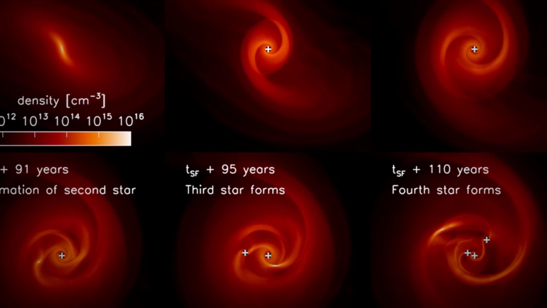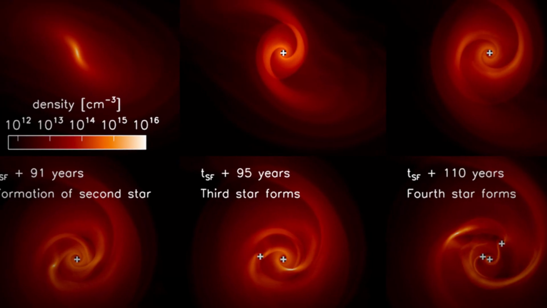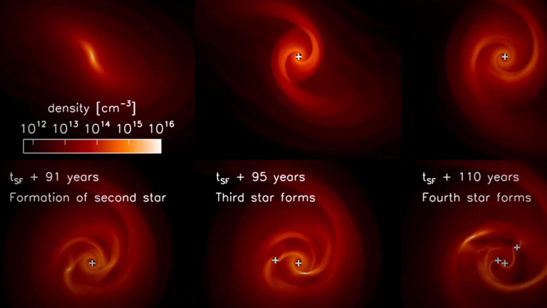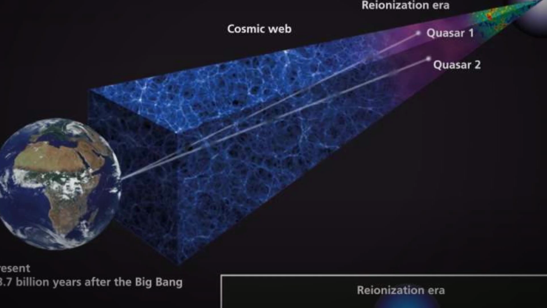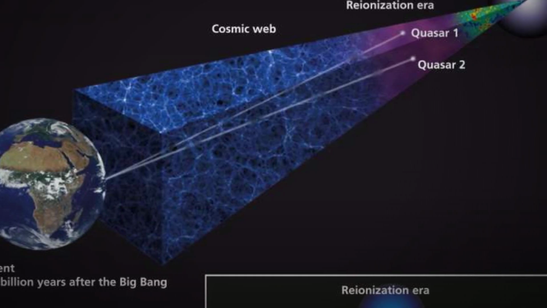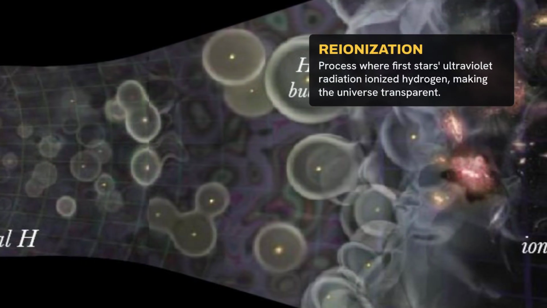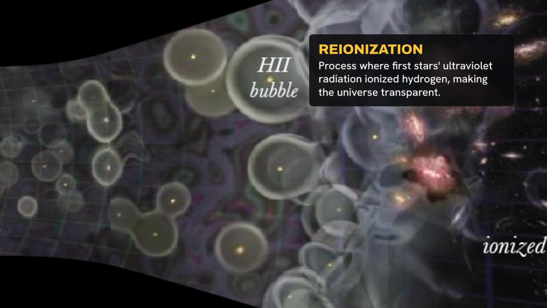At some point, the hydrogen in those dense regions collapsed under gravity to a point where nuclear fusion ignited. The first stars switched on, and when they did, they began emitting ultraviolet radiation so intense that it started ionizing the hydrogen gas surrounding them, stripping electrons away from atoms, and making the universe transparent for the first time. This process is called reionization, and it marks the end of the cosmic dark ages.